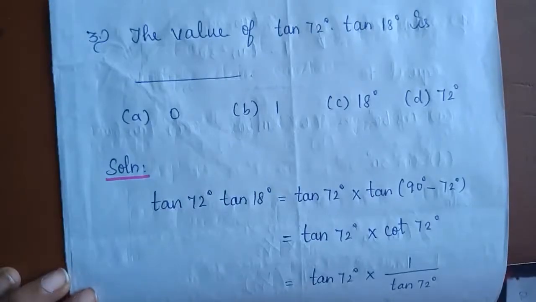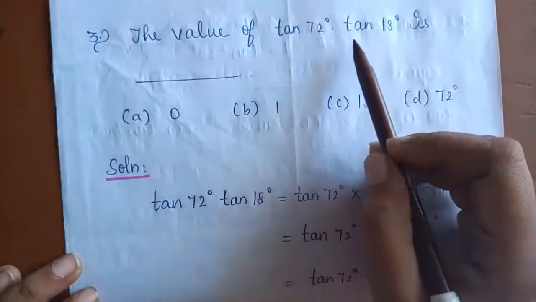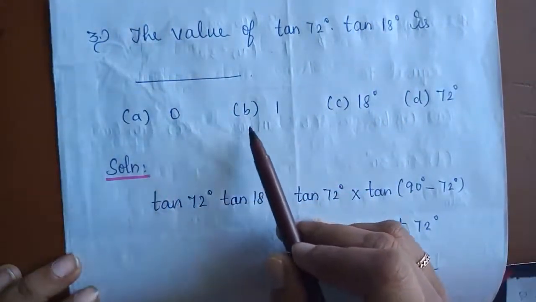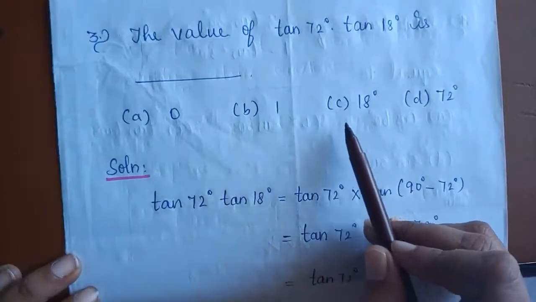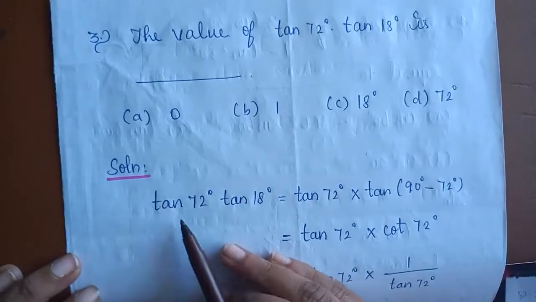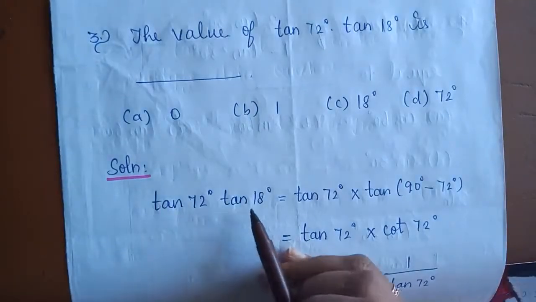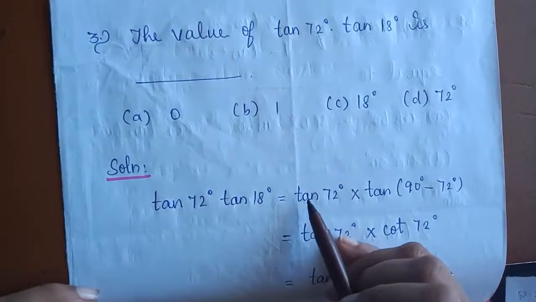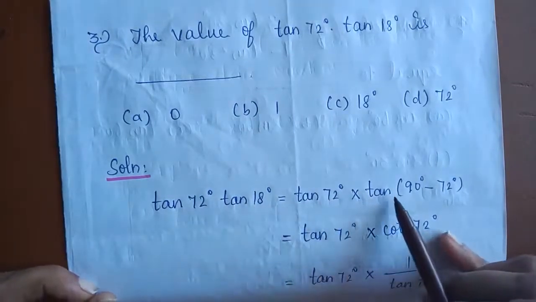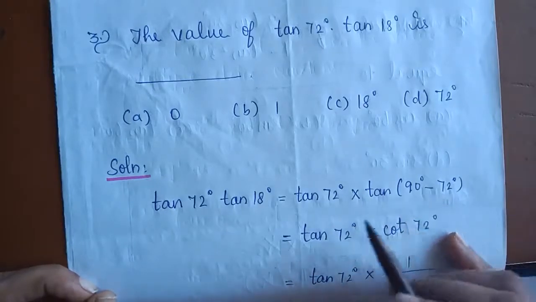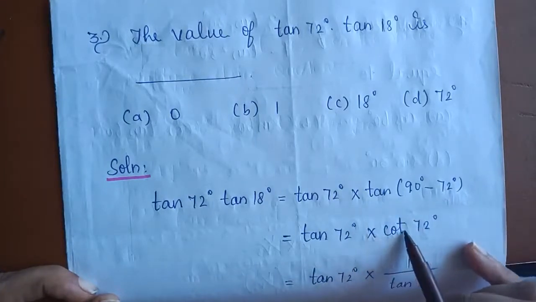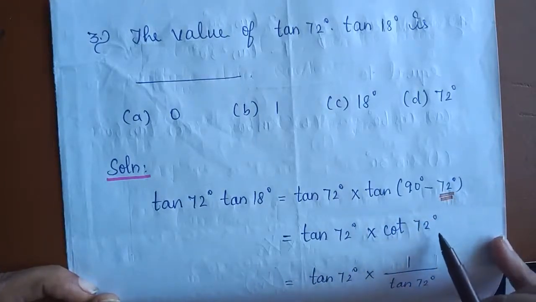Question number 3. The value of tan 72 degree into tan 18 degree is dash. Option A 0, option B 1, option C 18 degree and option D is 72 degree. So solution, the given value is tan 72 degree into tan 18 degree. We can write tan 18 degree as tan (90 degree minus 72 degree), which is equal to tan 72 degree into tan (90 minus theta), which is cot theta. So here the theta value is 72.